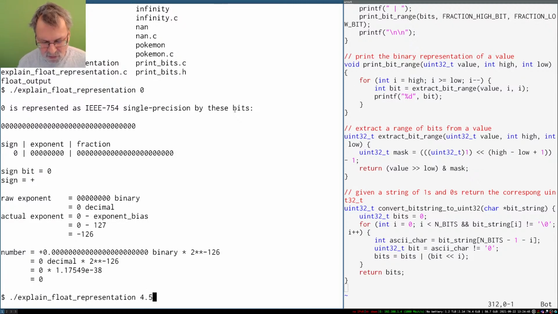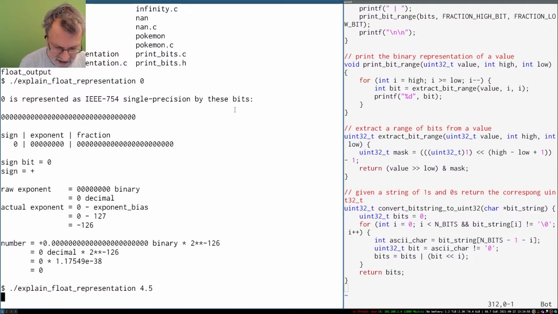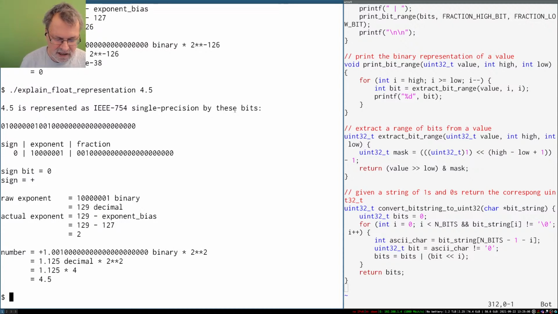Let's try 4.5. Yeah, another coincidence. I'm choosing something that should be pretty easy to represent. What happens to 4.5? So that's the bit pattern used to represent 4.5 as a float. That's the bit pattern used on my computer. That's the bit pattern used on your computer. That's the bit pattern, as I've said, used on pretty much every computer in the world, courtesy of the work of William Kahan and others in the 1980s, who set out this standard saying we do it this way.